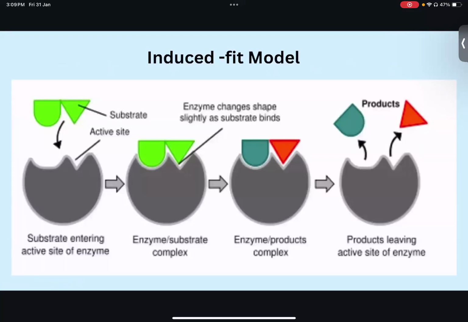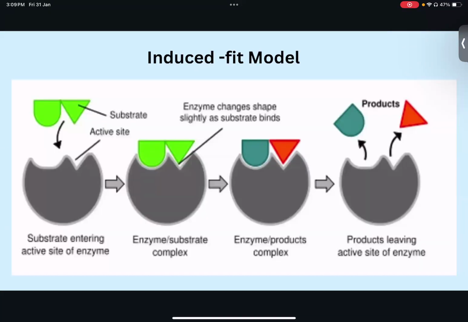So we talked about the lock and key hypothesis. Now we're going to talk about the induced fit model, where the active site has a different shape than the substrate. But when the substrate binds to the active site, it changes its configuration, okay, to accommodate the substrate and form an enzyme substrate complex, which will then form products and enzymes. So once we release the product, you can see that the active site went back to its normal shape, so that it can accommodate other substrates to produce more products.